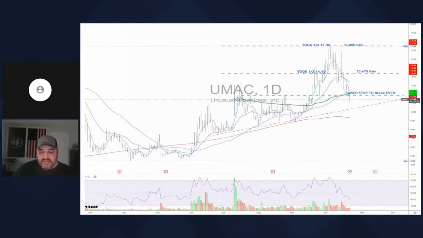All right, so this is UMAC, Unusual Machines. UMAC was a base breakout. We added to that trade in mid to late September. We really liked on UMAC. You see that green line?